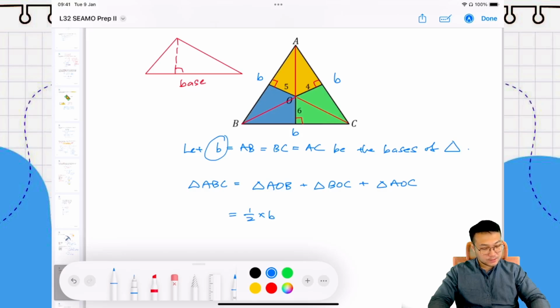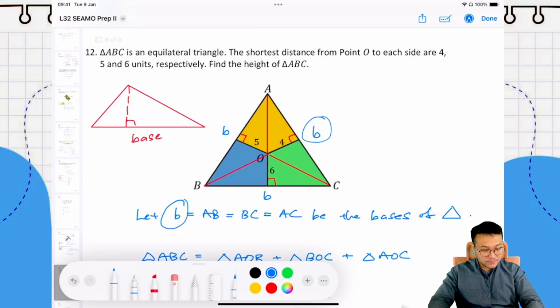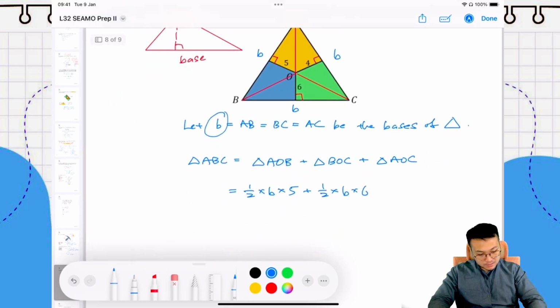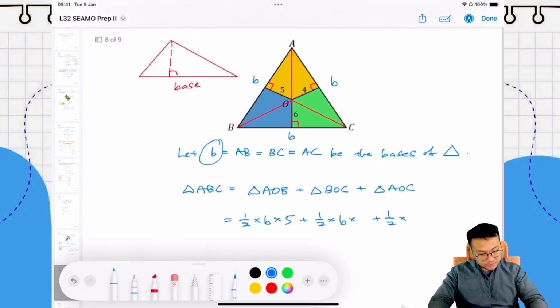We just call it B, okay? The base is just B. What is the height? 5. What about BOC? Half times, what is the base? B. The base is B, Vedant. Do you know why the base is B? Yes. Because the base is 90 degrees to the height, yes? Yes. Okay, times 6 plus half times, sorry, BOC is 6. Yeah, BOC is 6. Then half times base 4.